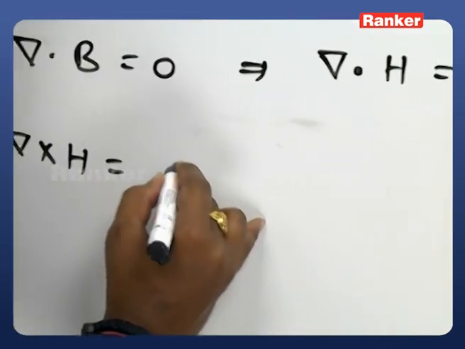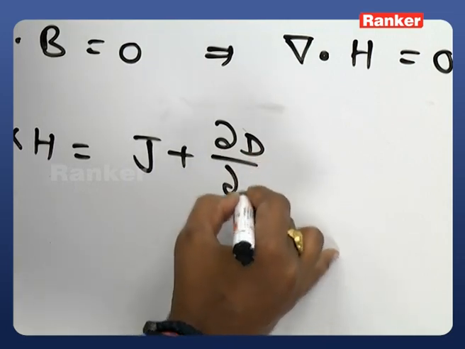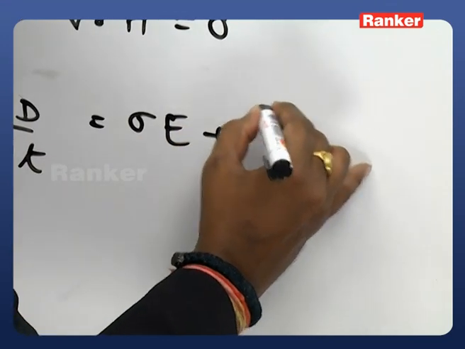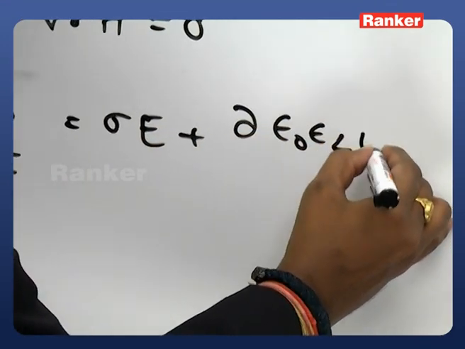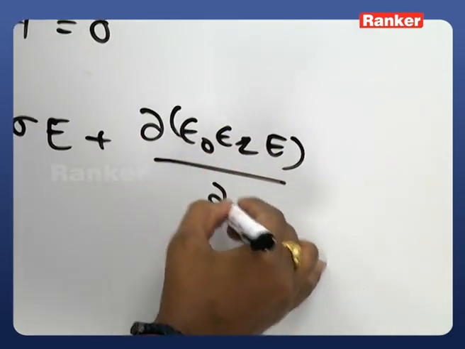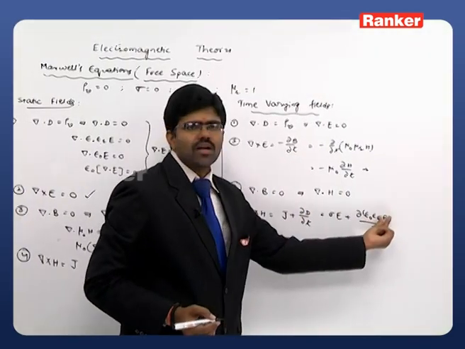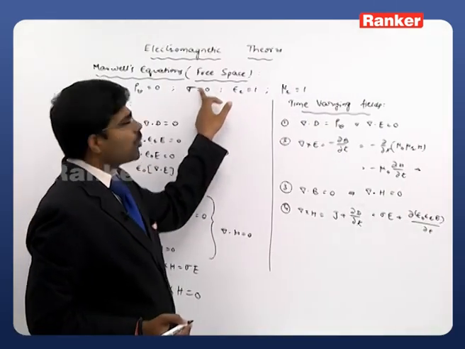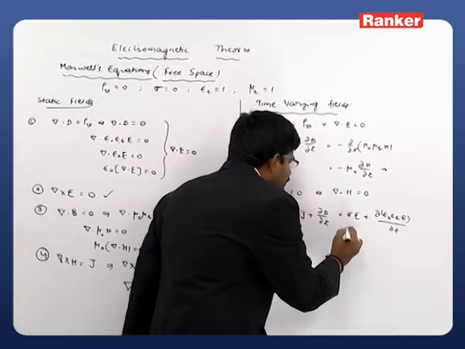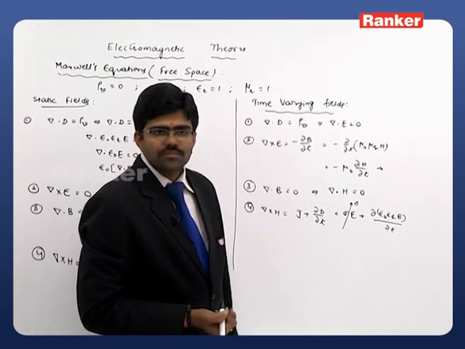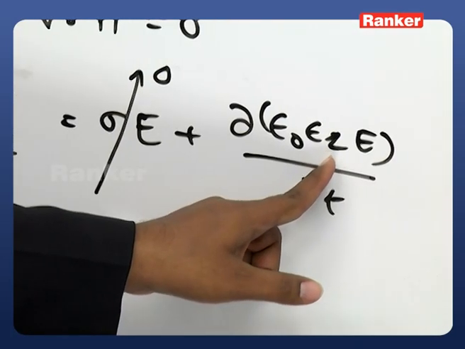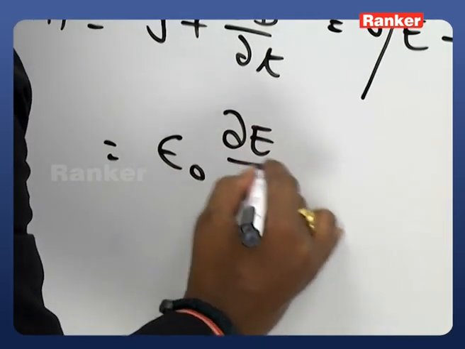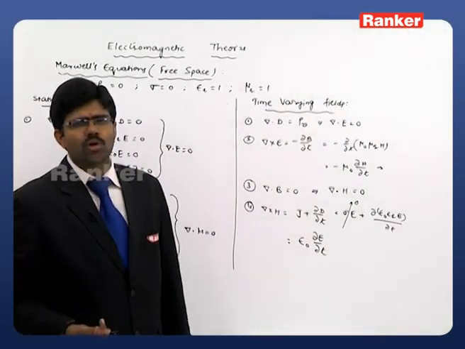For the time varying field, it is J plus dou D by dou T. That J plus dou D by dou T can be written as sigma E plus dou epsilon naught epsilon r E by dou T. That D can be replaced with epsilon naught epsilon r E. Now once again observe here, sigma E, sigma is 0 for free space. So since sigma is 0 for free space, this term vanishes. And epsilon r is equal to 1. So clearly the right hand side term can be written as epsilon naught dou E by dou T. Simply this is the modification that we have.